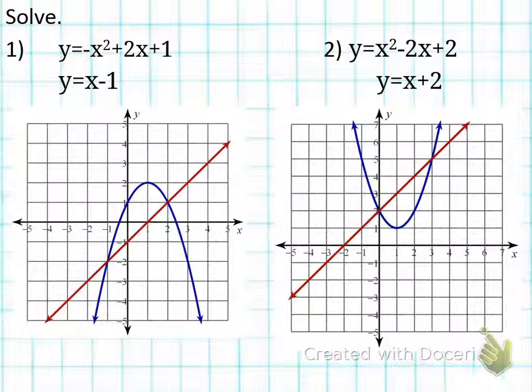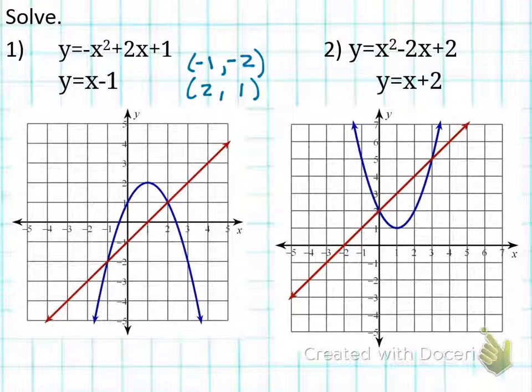I'm going to read the graph from left to right, and as I go across this way, they intersect first right here. I'll write that point: negative 1, negative 2. Then if I keep going to the right, they intersect again right here. This is the point 2, 1. And I'm done. That's where they intersect. I wrote them as ordered pairs, and those are the solutions to the system.